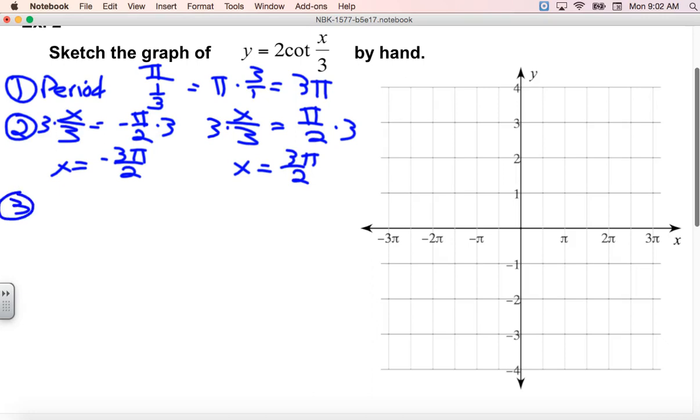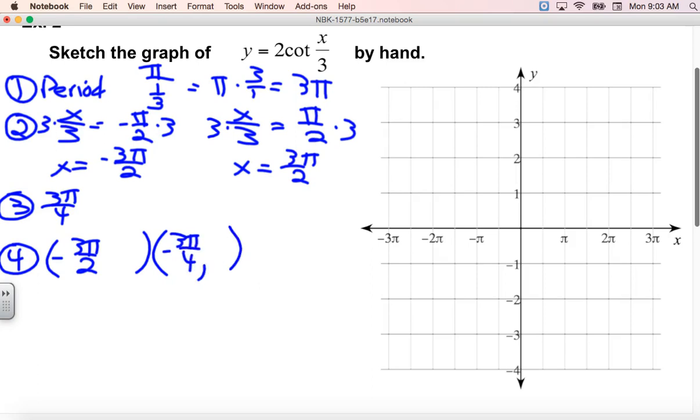Third step, take your period, which was 3 pi, and divide it by 4. So that's going to be how much we have to add on to go from one key point to the next. And sometimes when these get a little tough with the fractions, you can just use a calculator. The first key point is negative 3 pi over 2. Second one, we're going to add 3/4 on to 3/2. That's going to give us negative 3 pi over 4. Then we add on another 3 pi over 4, that gives us 0. Add on another one, that gives us 3 pi over 4. And then we add on another one, and that gives us 3 pi over 2.